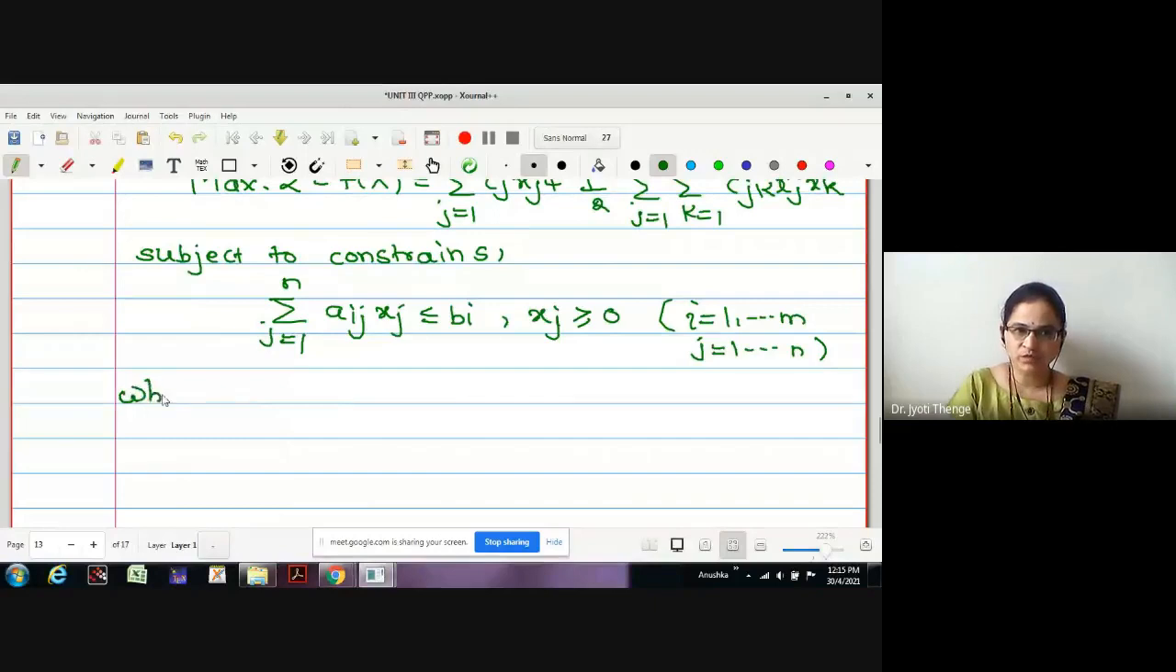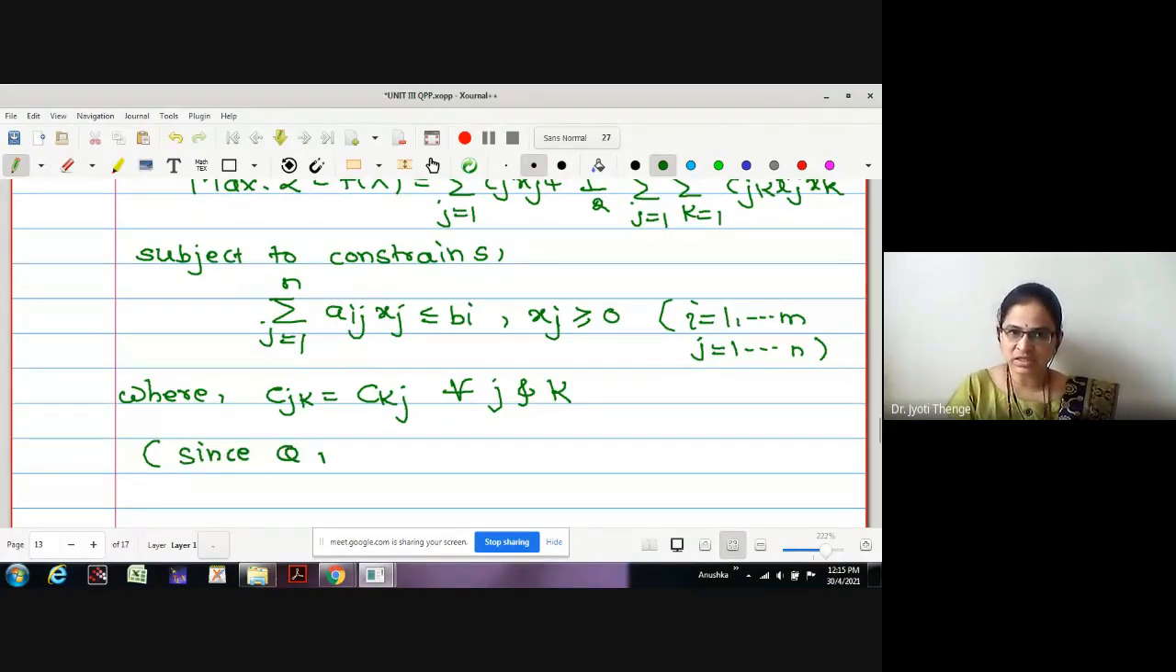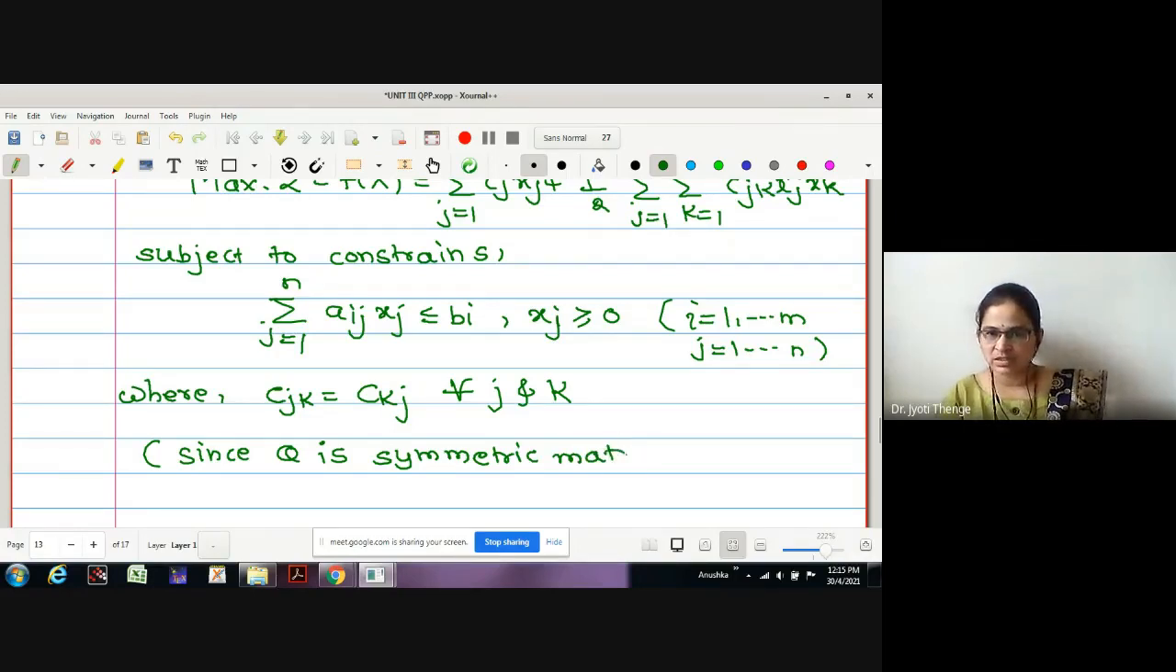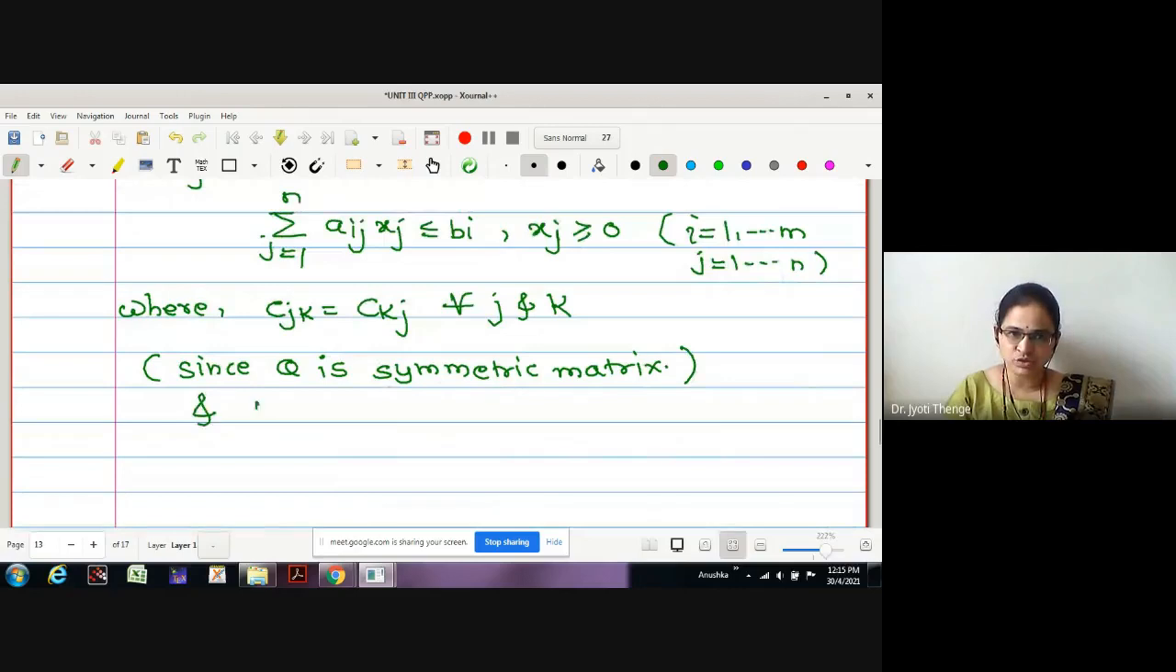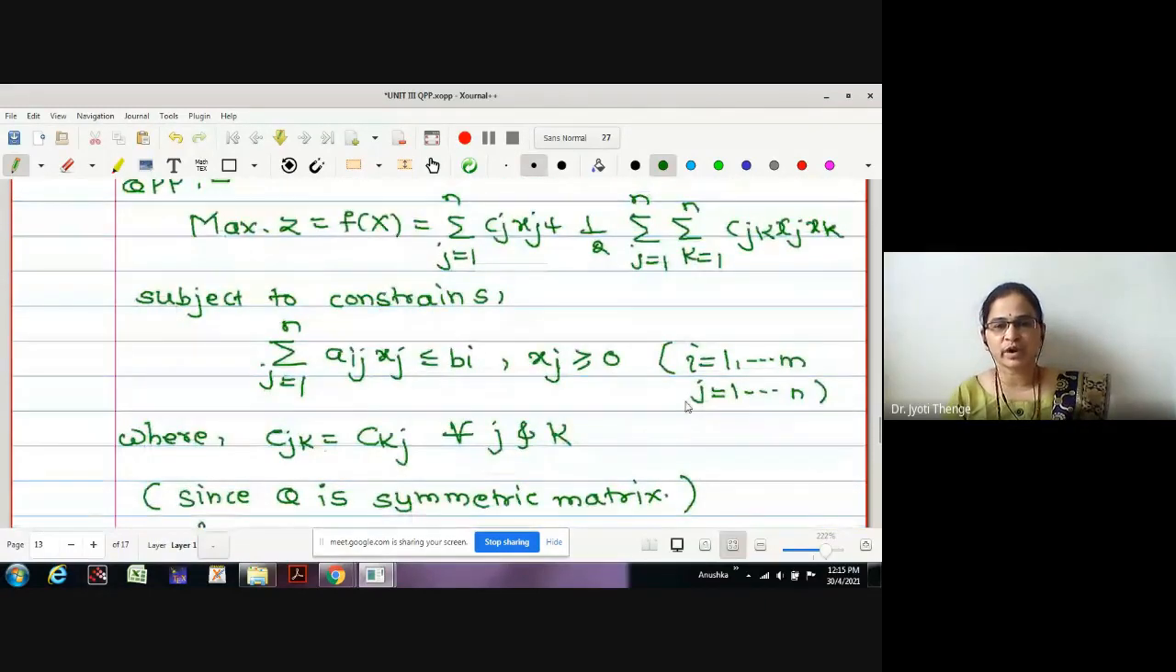Where, for the cjk coefficients, cjk equals ckj, no? Why is it so? Because we were considering Q to be a symmetric matrix. Since Q is a symmetric matrix, actually, we have seen the matrix form of this quadratic form. And what about the right hand side constants? The bi's are non-negative. Is that fine? This is my quadratic programming problem.